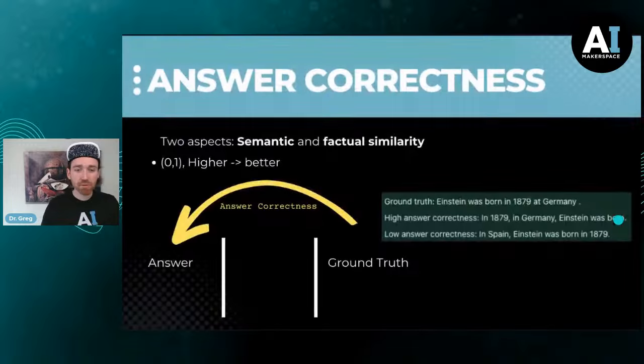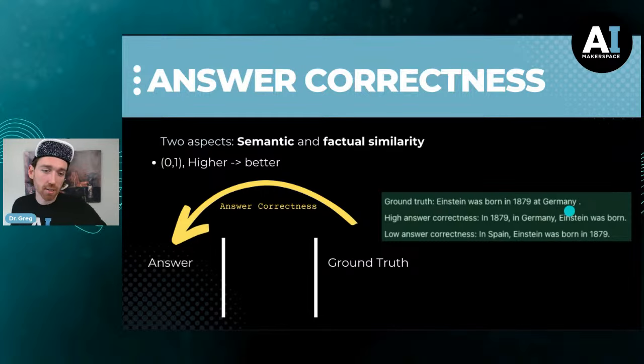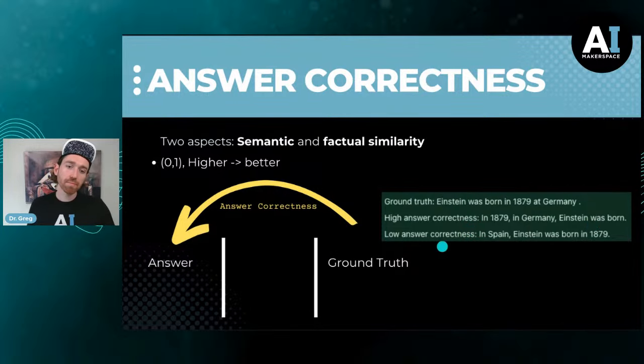Let's see a quick example for this one. We're kind of looking at two different things. We're looking at that factual similarity, but we're also looking at semantic similarity. So, again, you can use this Einstein example. If the ground truth was Einstein was born in 1879 in Germany, the high answer correctness answer is exactly that. And then, of course, low answer correctness is you're getting something literally wrong. So there is overlap between all of these things, and it's important to sort of track that.